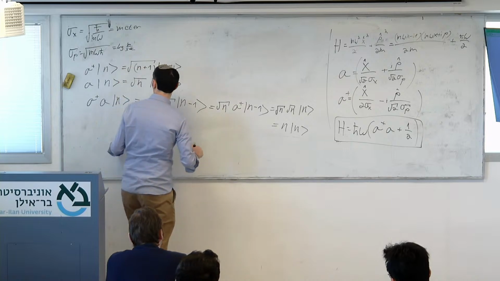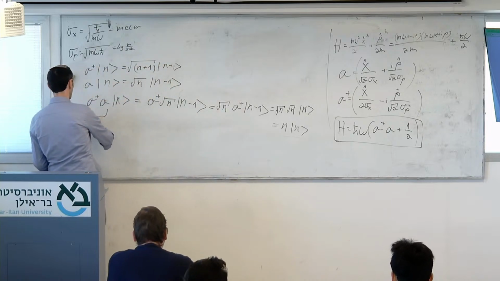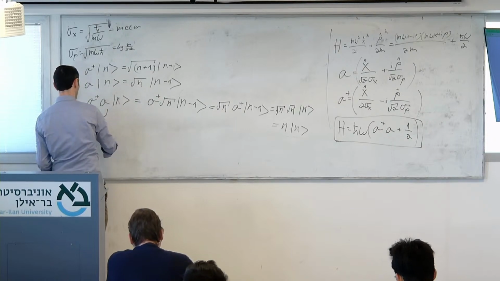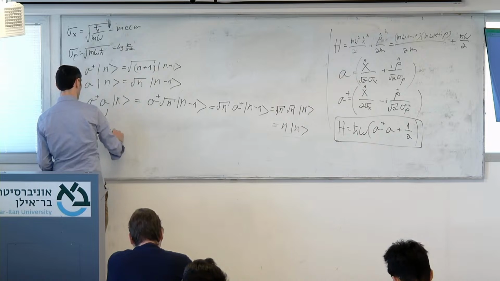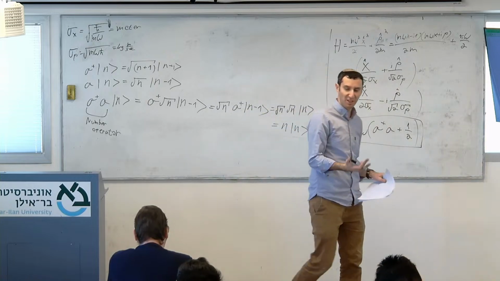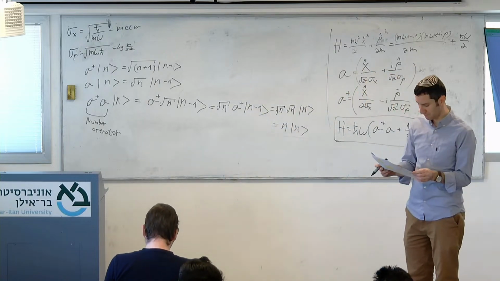Okay. This thing, therefore, is also called the number operator. When it acts on state n of a harmonic oscillator, it just gives me the number itself.